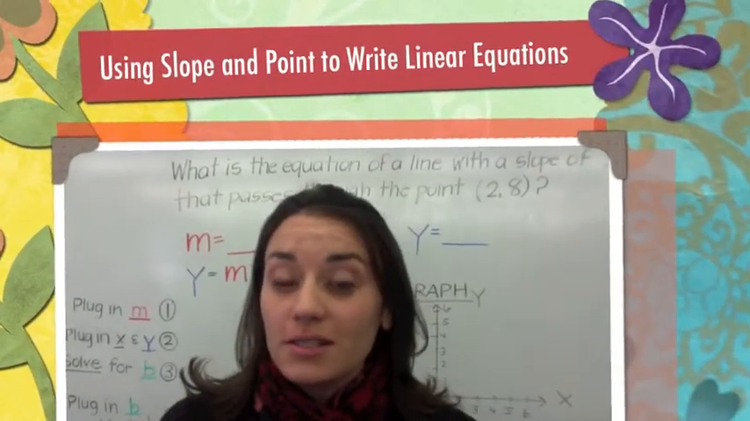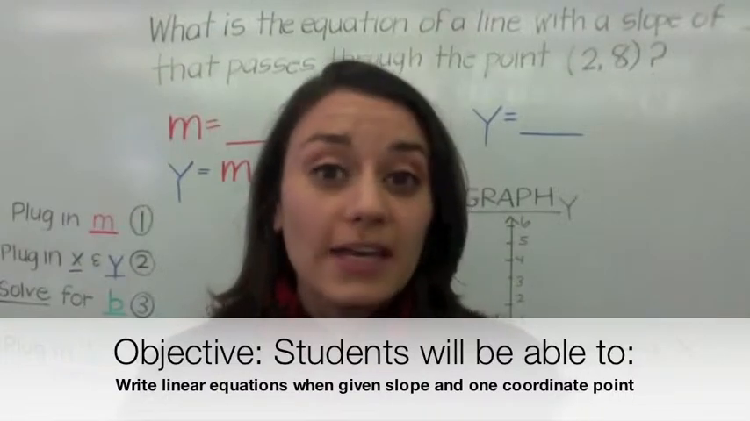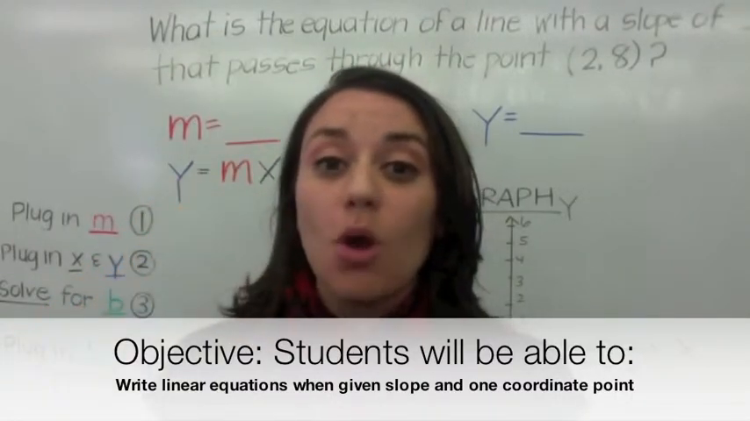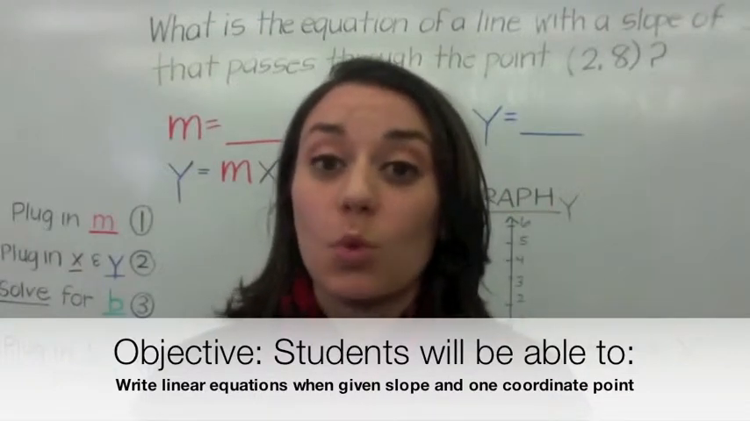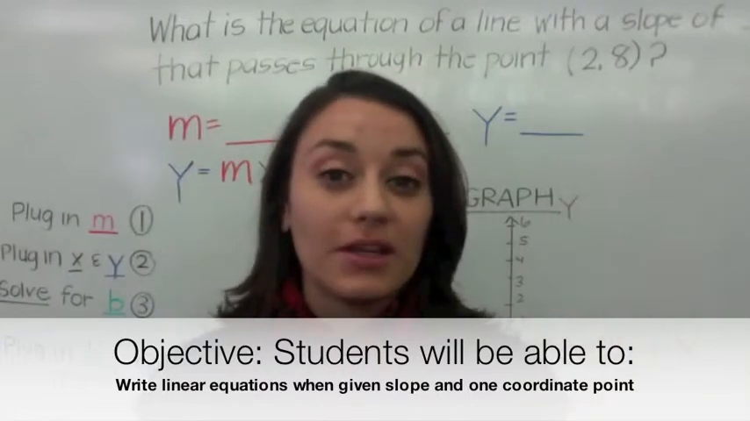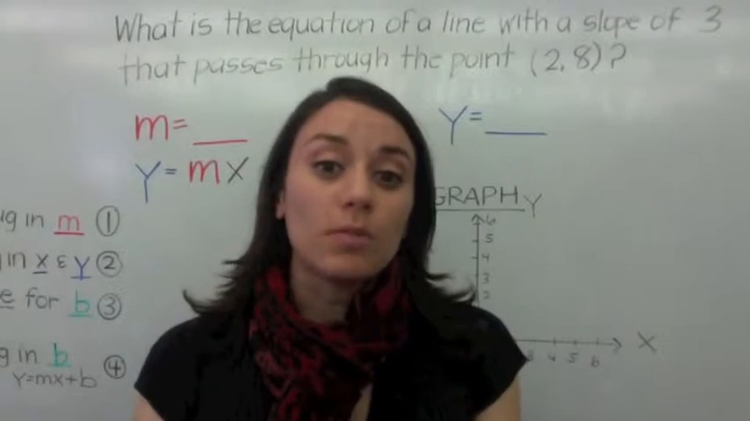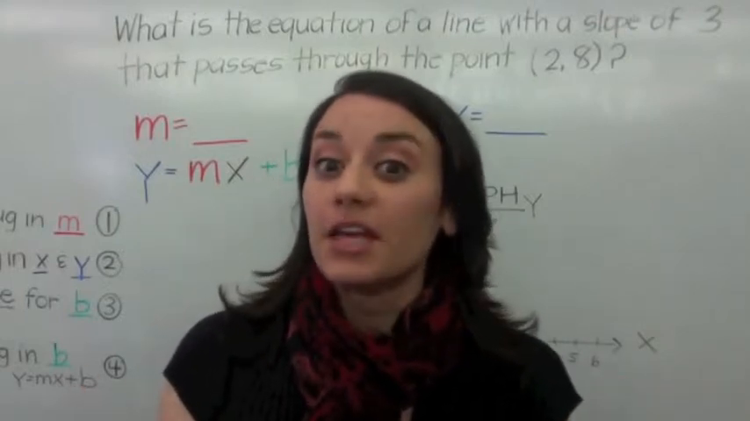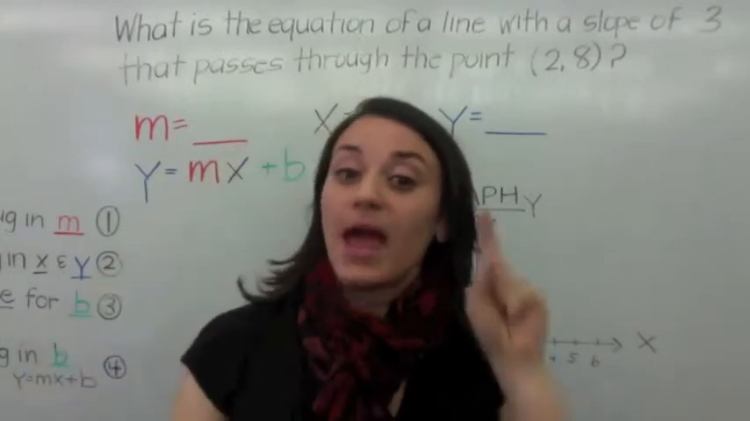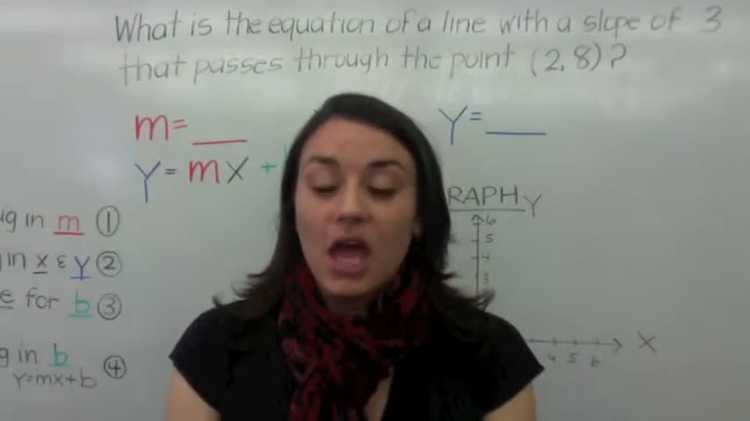Linear Equations, Part 7. In today's lesson, students will write linear equations when given slope and one coordinate point. When given what? Slope and one coordinate point. Very good. Now that you know how to find slope, you will be asked to write a linear equation when you are already given the slope and 1 point, because that's all you need, okay?